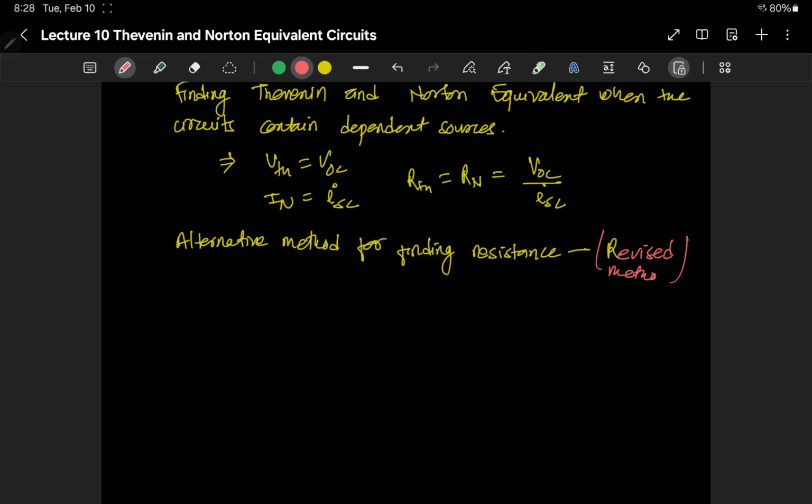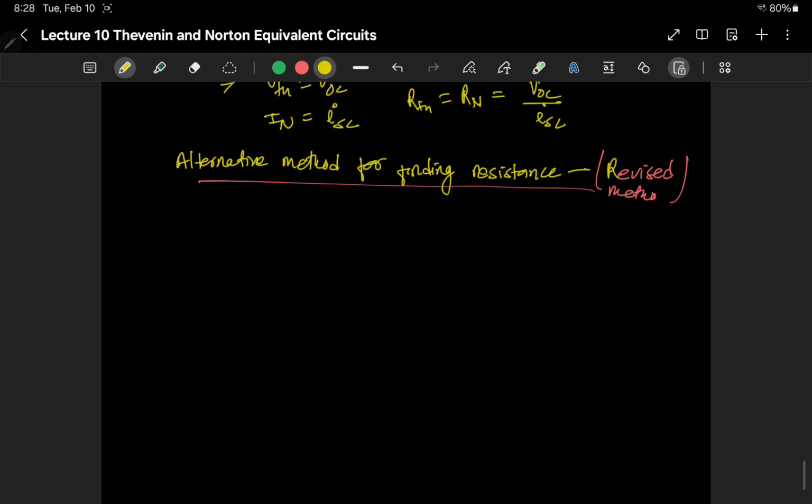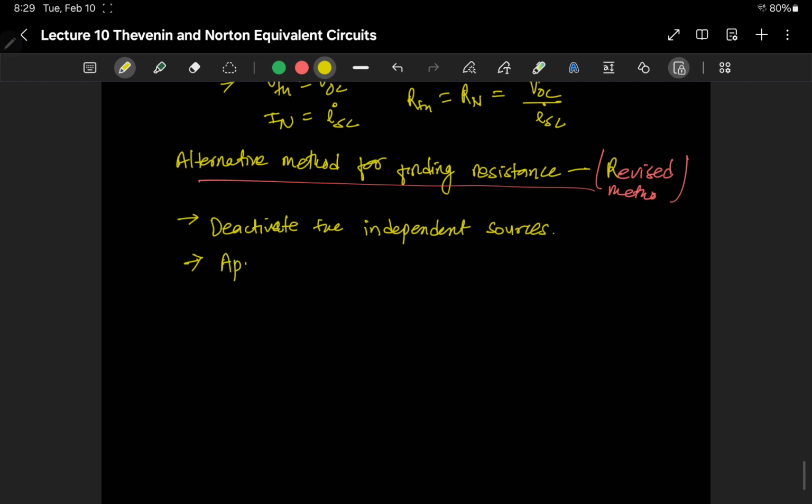Okay, so as with the earlier case, we deactivate the independent sources if there are multiple sources, and then we apply a test voltage source or test current source to the one port network.